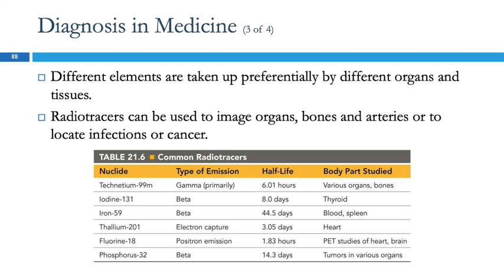So different elements are taken up preferentially by different organs and different tissues, and so there's a lot of different radiotracers that are used. And here's some examples. Technetium-99m is used for looking at various organs and bones. Iodine-131 for the thyroid. Iron-59 in your blood, looking at blood and spleen. Thallium for the heart. Fluorine-18 is used for PET studies, positron emission tomography studies of your heart and brain. And phosphorus-32 can be used for looking at tumors in various organs.